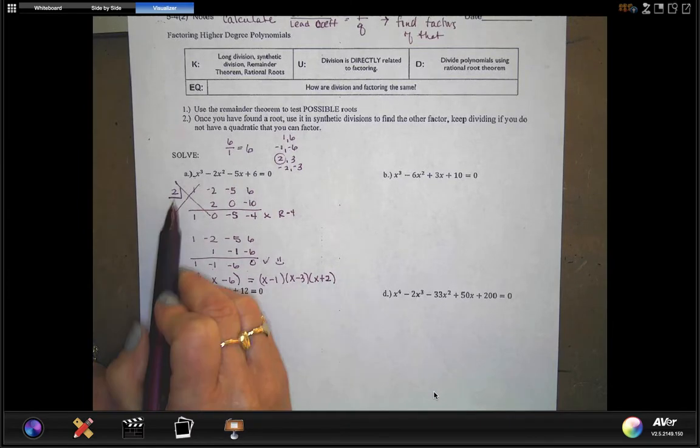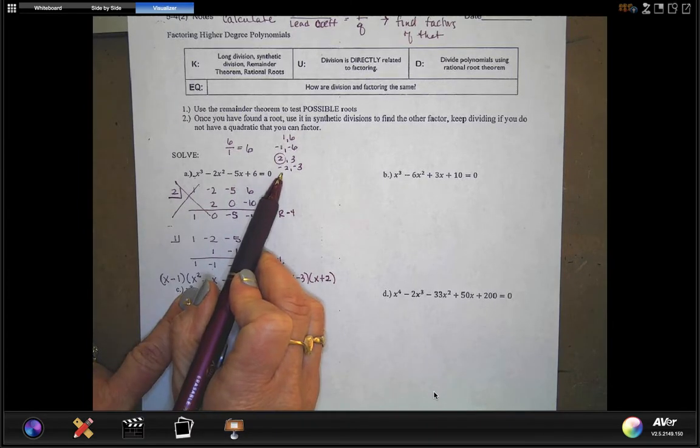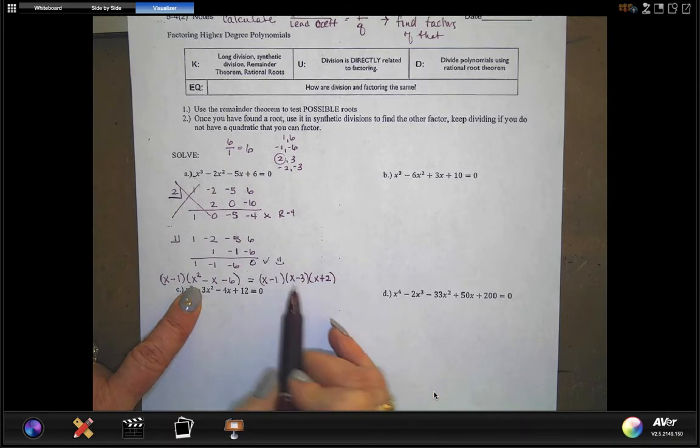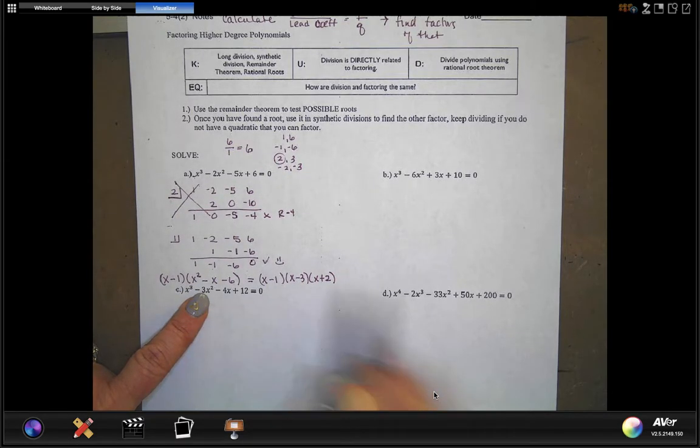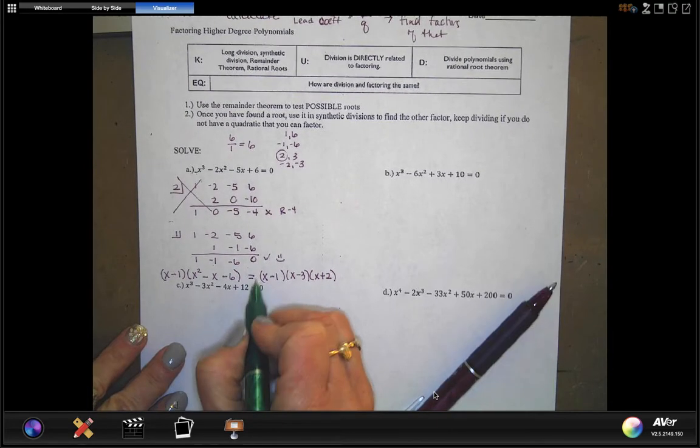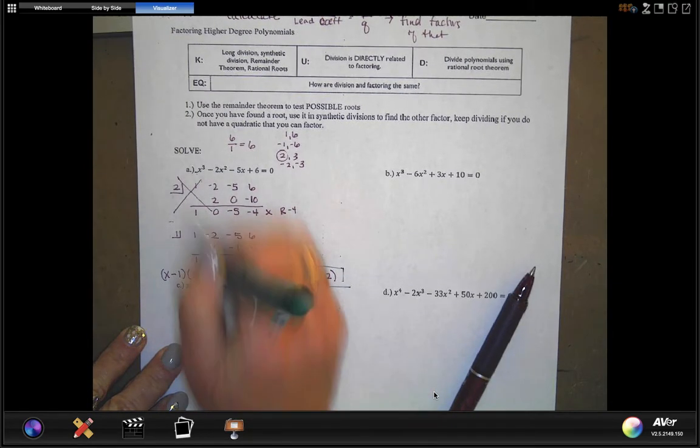And then you're saying, why didn't 2 work here? Well, if I would have tried negative 2, it would have worked. So here, this is my final answer. So that's how I went about factoring this one.